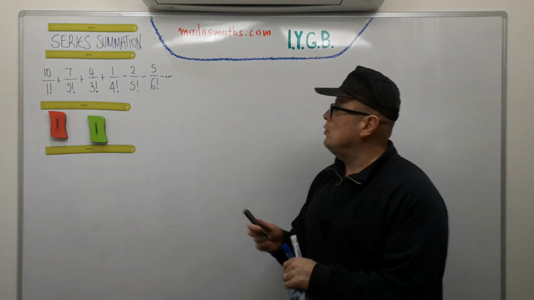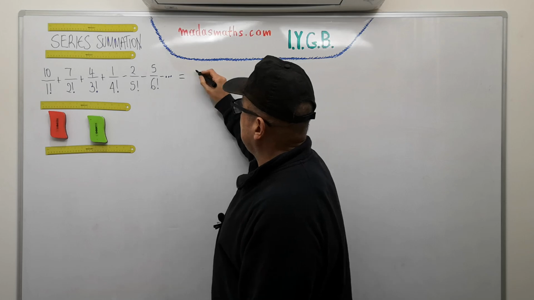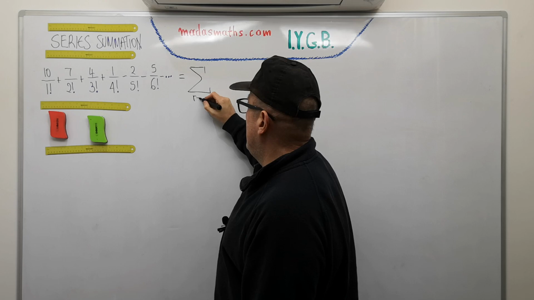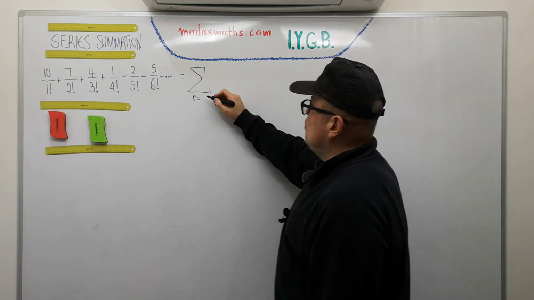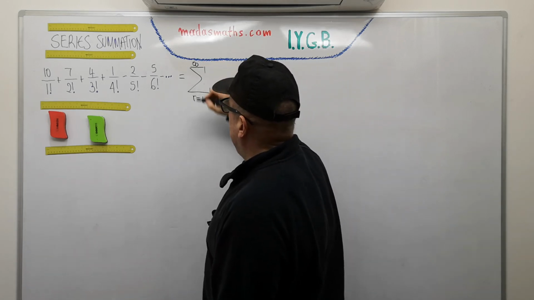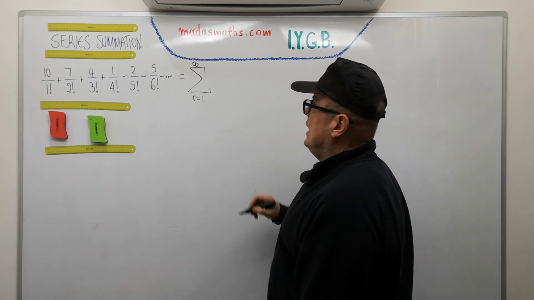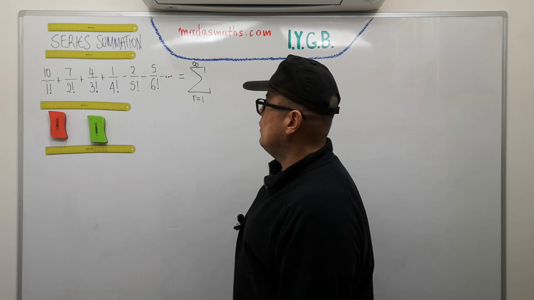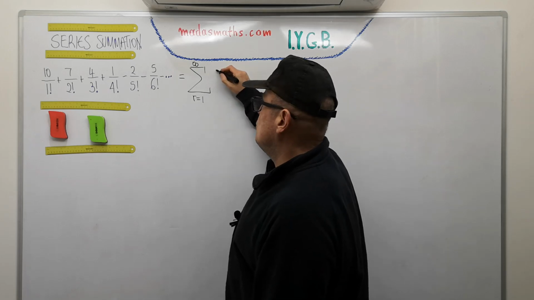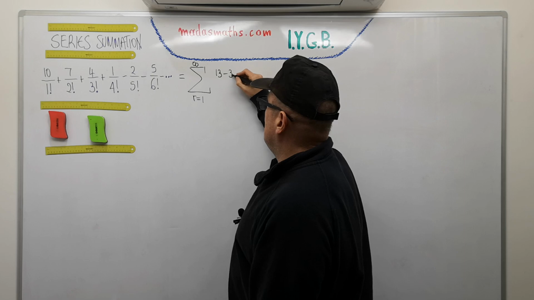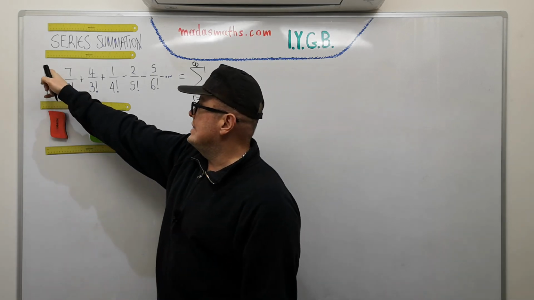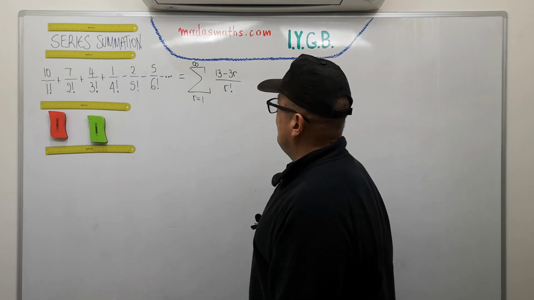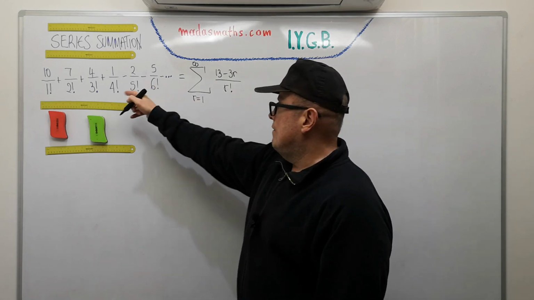So the first thing I'm going to do, I'm going to say, okay, this is the same as sigma, we'll sum it from r is equal to 1 to infinity, and on the numerator, in order to get an arithmetic sequence that goes down starting with 10, it's got to start with 13 minus 3r. So when we put r is equal to 1, should give us 10, 7, and so on. And on the denominator, we go simply factorials. Okay, so that's essentially the same as that.